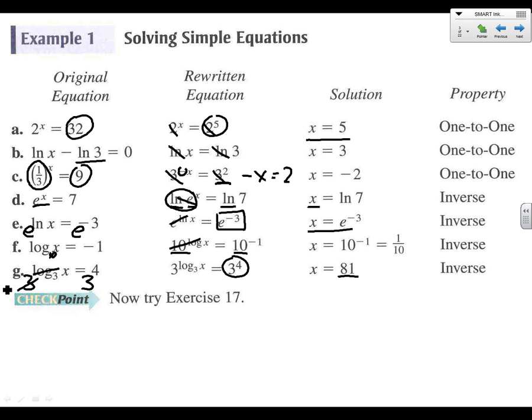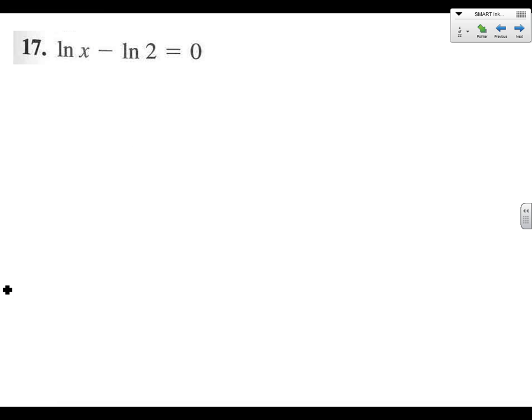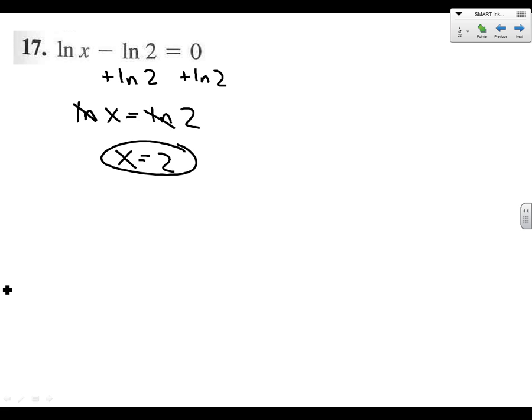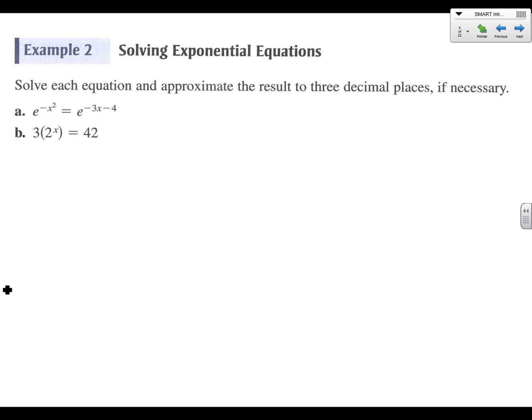All right, so a lot of things going on here, but really just two properties, the one-to-one and the inverse. Let's see if you can use those properties and tackle problem 17. All right, I'm assuming you're ready to go. The first step here would be to add natural log of 2 to both sides, and so we'll have natural log of x equals the natural log of 2. Since we have natural logs on both sides, this is the one-to-one property. x equals 2.